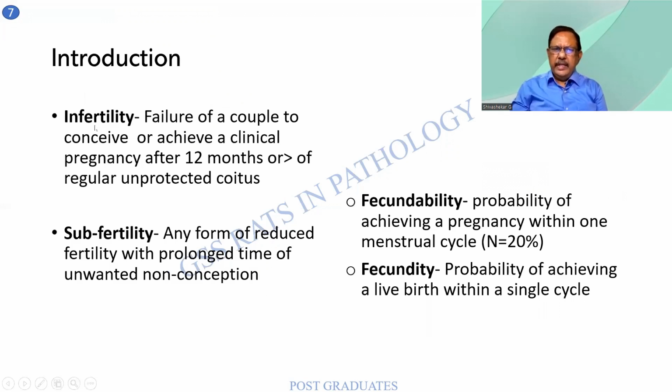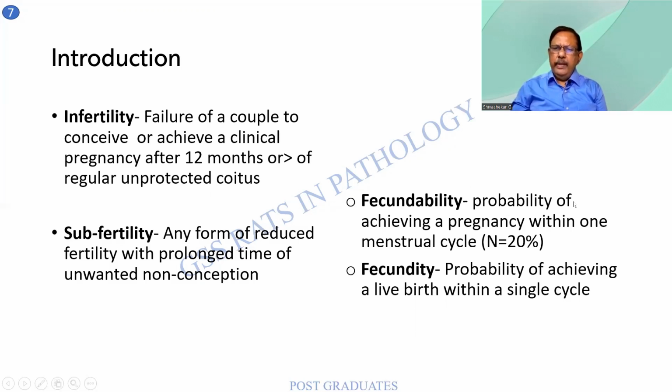This definition is slightly different. Infertility is related to a couple and not to the individual. They fail to achieve a pregnancy after 12 months of regular unprotected coitus. Subfertility is any form of reduced fertility with prolonged time of unwanted non-conception. So these are two different terms and of great medico-legal importance.